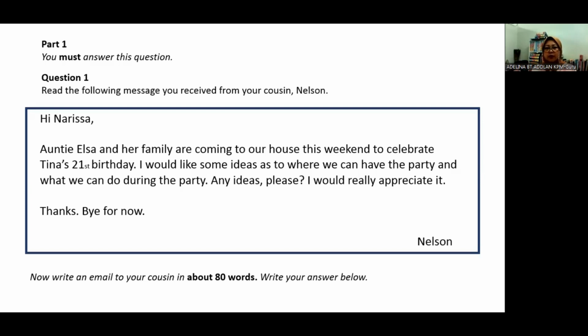Now if you look at the question here, the email is received from your cousin. So when you are writing your email, the pronoun has to be changed, you, me, I, and you have to bear in mind that Nelson now is actually your cousin. You have to make sure that when you refer to Nelson and whatever you are discussing in this particular paper, it has to comprehend the gender itself later on.